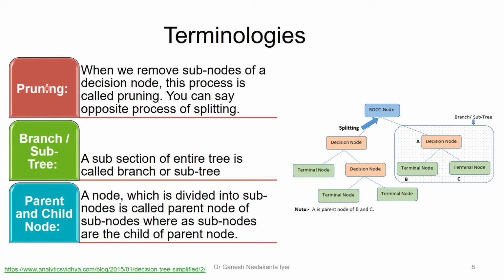Pruning is a very important process in the decision tree algorithm. It's essentially, can we remove some subnodes and combine them to form a smaller subset, or a bigger subset with a smaller decision. So we will see it later. A subsection of the entire tree is called a branch or a subtree. And a parent: a node which is divided into subnodes is called the parent of the subnodes, and the subnodes are children of the parent. Typical terminologies of any tree.